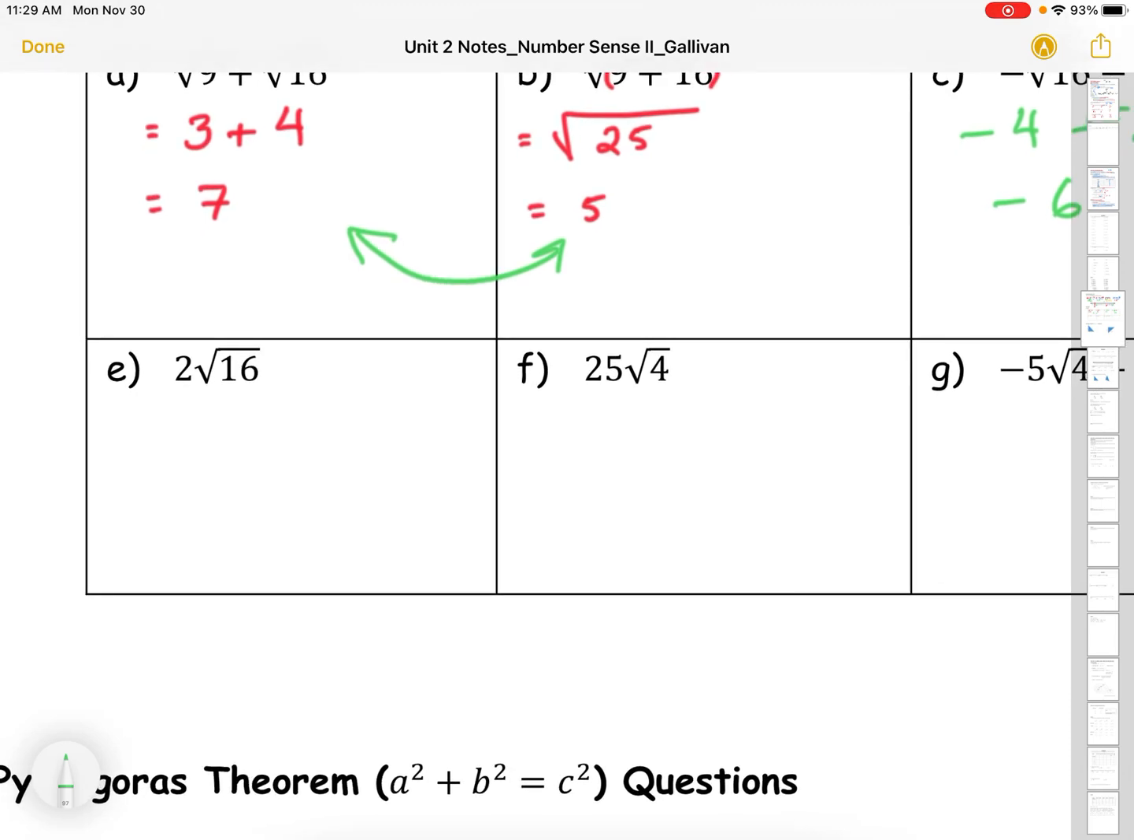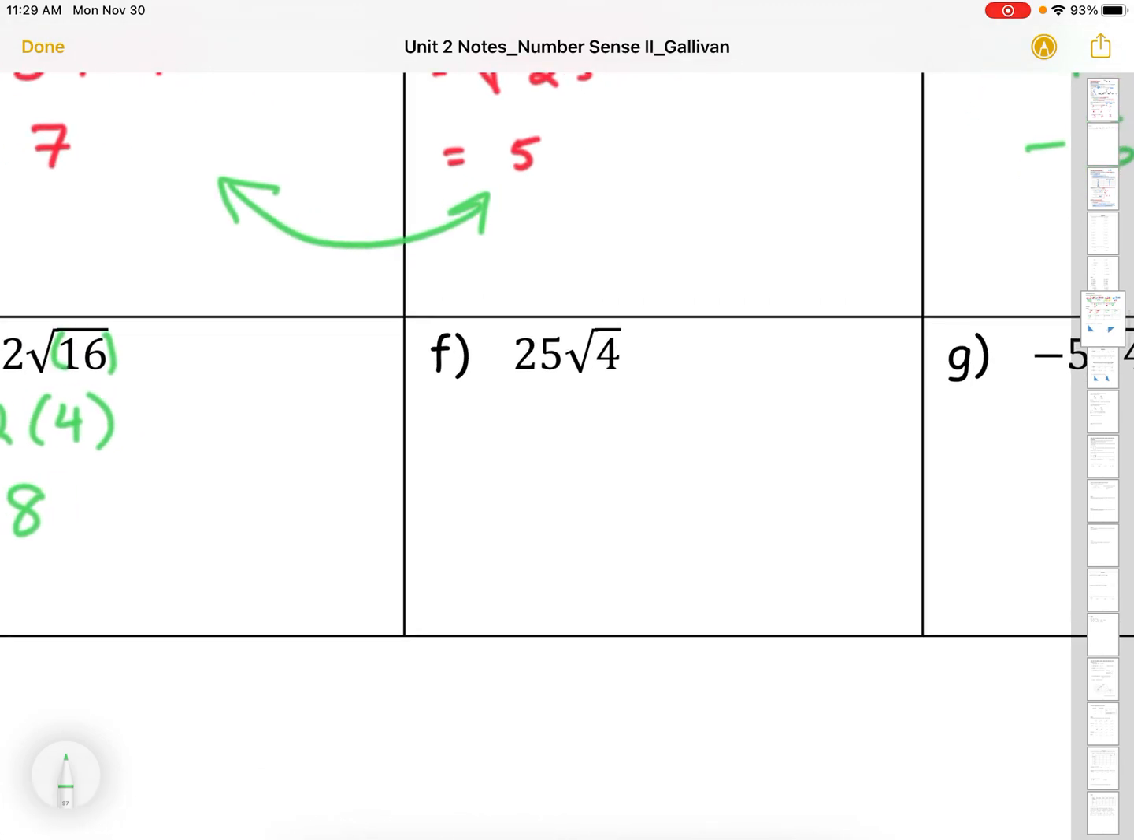So here, do the radical first. 2 times square root of 16 is 4. So 2 times 4 is 8. We treat this like it's in brackets. 25 times root 4, again, treat it like it's in brackets. So 25 times 2, so we'll get 50, okay?